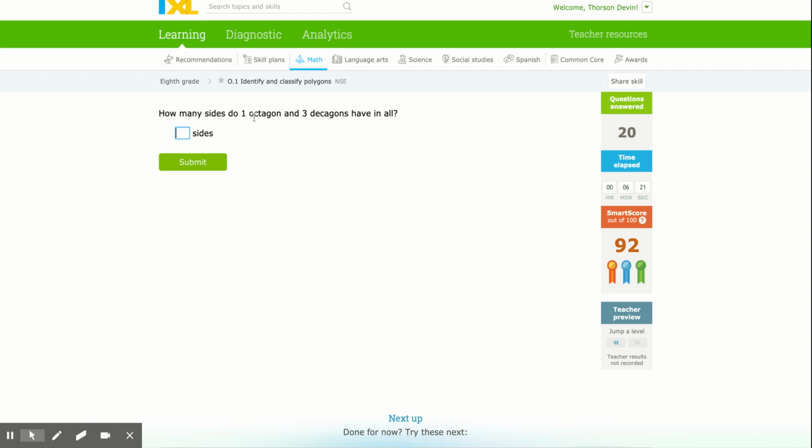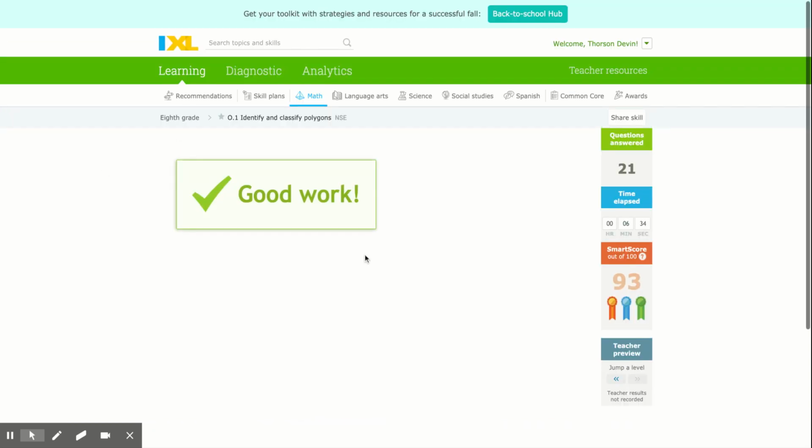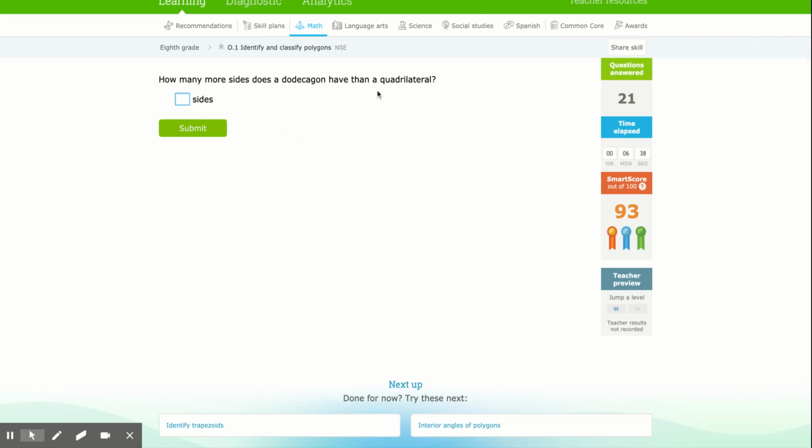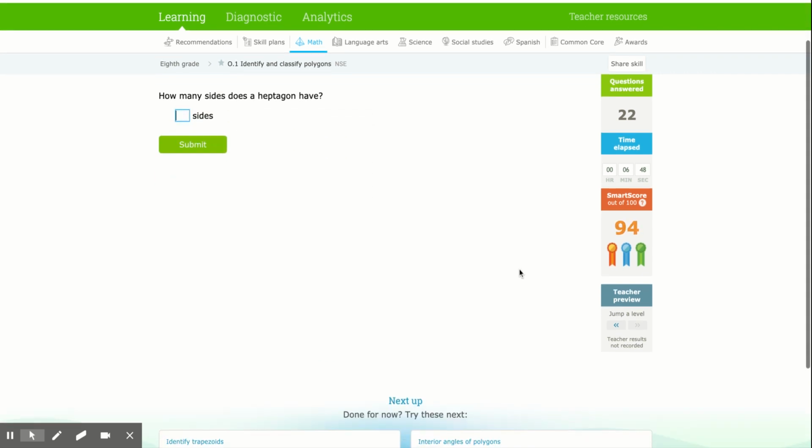How many sides does one octagon and 3 decagons have? An octagon is 8 sides. A decagon is 10. 3 of the 10-sided would be 30, plus the 8 would be 38 sides. So again, I like that they're throwing in a little math with this. How many more sides does a dodecagon have than a quadrilateral? Quadrilateral is 4. The dodecagon we just found out was 12. 12 minus 4 is 8. There's 8 sides more.